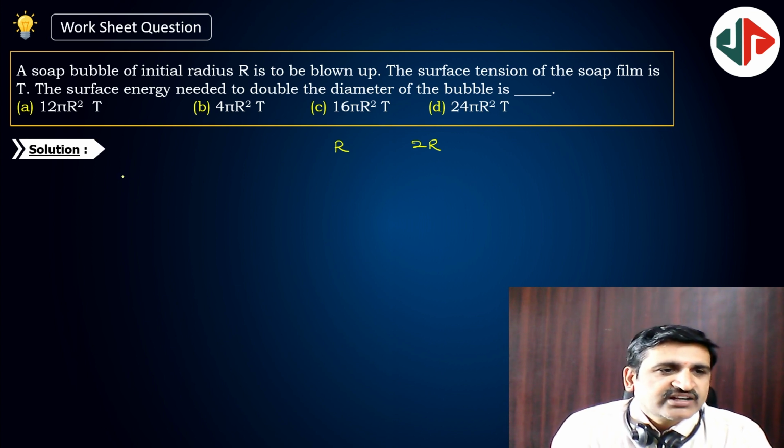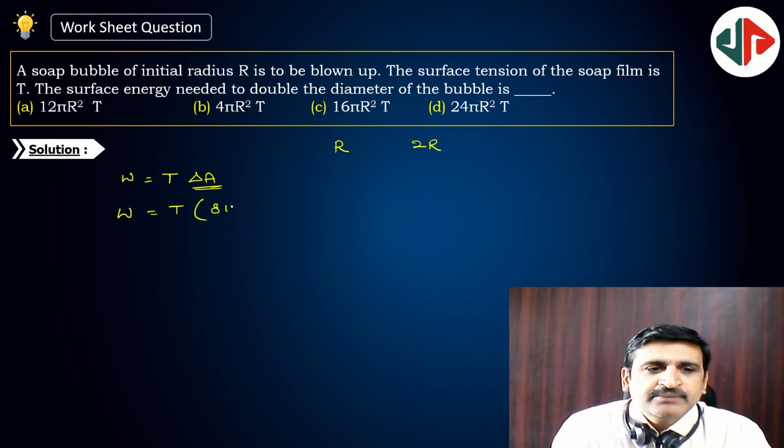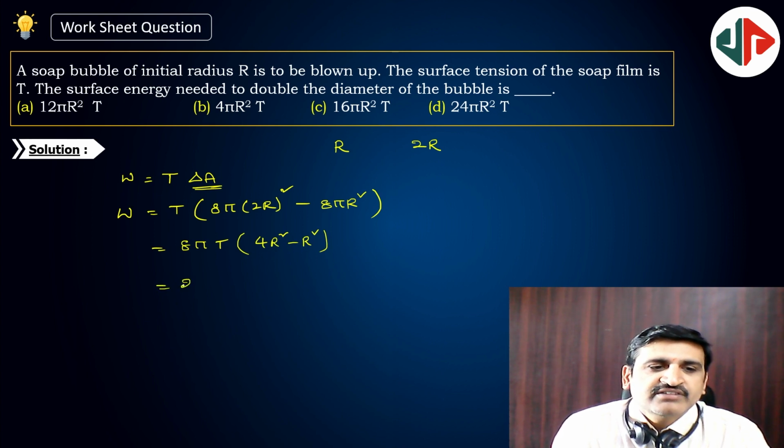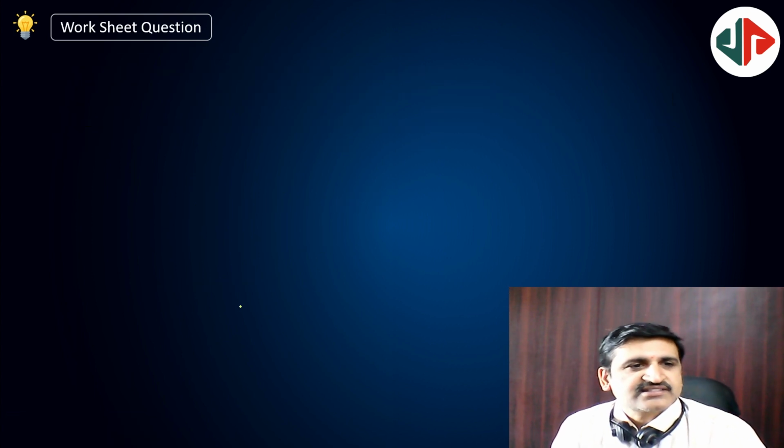So work done is equal to surface tension into increased area, or changed area, or created area. Surface tension into final area, which is 8 pi, why not 4 pi? Because it's a bubble. So 8 pi (2r) whole square minus 8 pi r square, final area minus initial area. 8 pi can be taken common into 4r square minus r square, 3r square. 3 into 8 is 24 pi r square into T. So this is the answer.